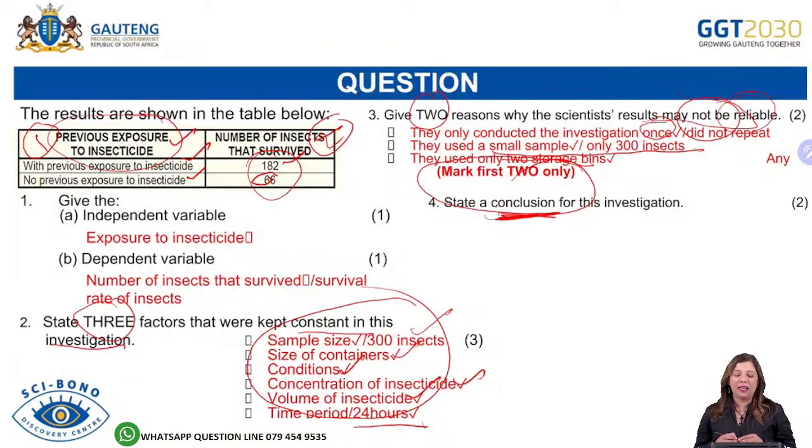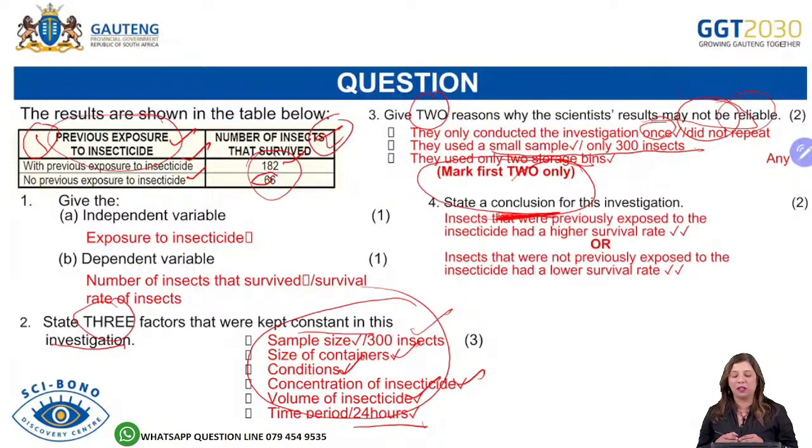Okay? So let us talk about the conclusion. We already know what the conclusion is going to be: insects that were previously exposed to the insecticide had a higher survival rate. That's 2 marks. Or insects that were not previously exposed to the insecticide had a lower survival rate. So that would be very similar to your hypothesis. So you have to prove whether that statement was true or false.